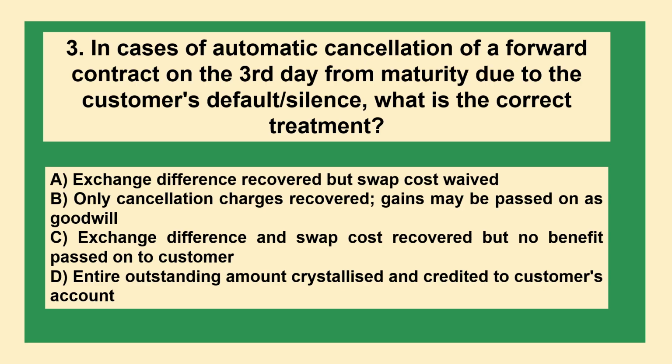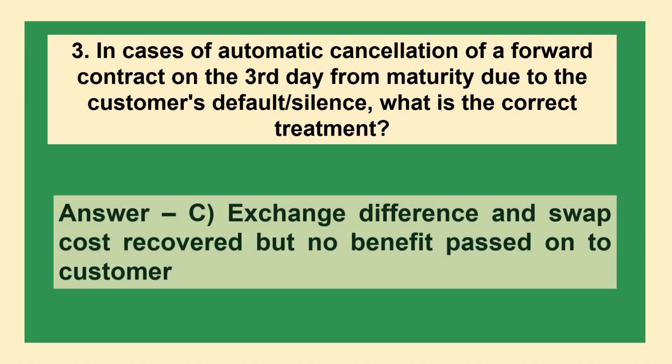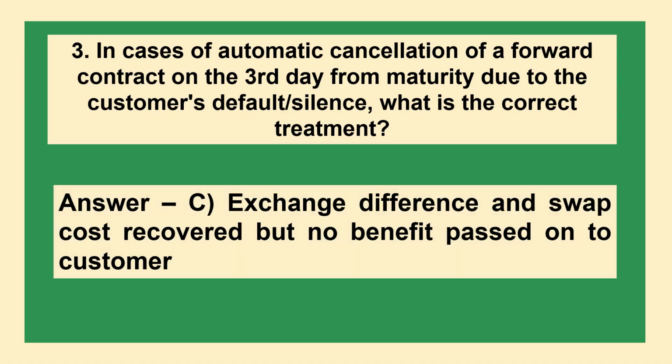In cases of automatic cancellation of a forward contract on the third day from maturity due to customer's default or silence, what is the correct treatment? A. Exchange difference recovered but swap cost waived. B. Only cancellation charges recovered. Gains may be passed on as goodwill. C. Exchange difference and swap cost recovered but no benefit passed on to customer. D. The entire outstanding amount crystallized and credited to customer's account. Answer is option C. Exchange difference and swap cost recovered but no benefit passed on to the customer.